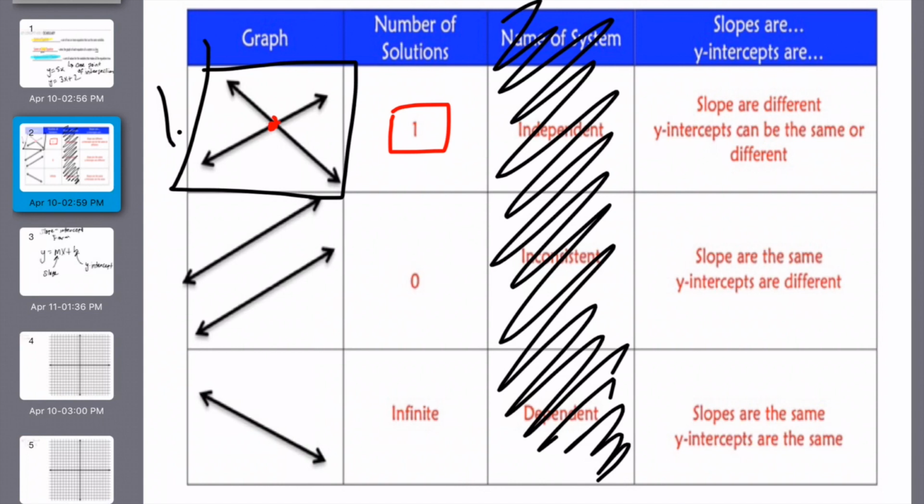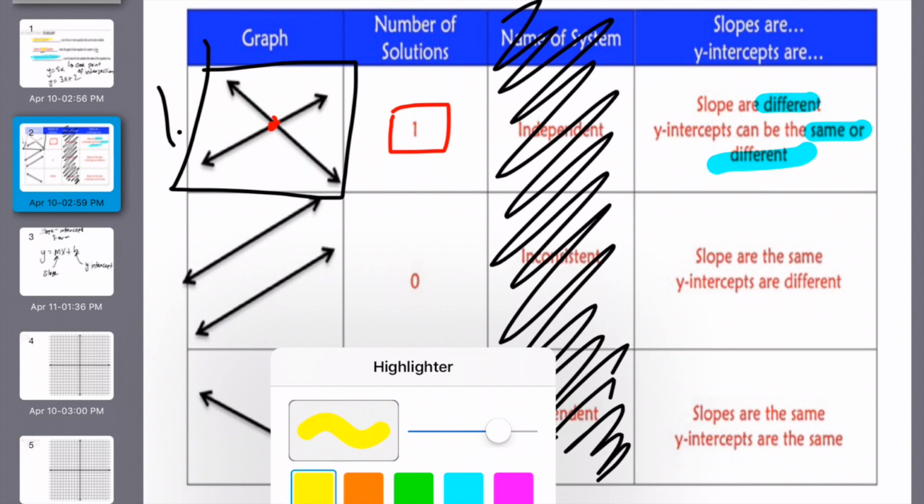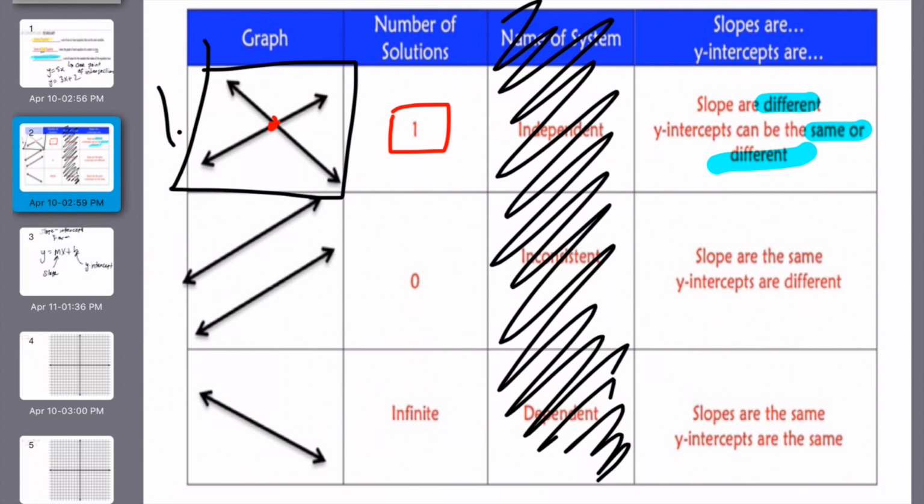So the slopes are different, and the y-intercepts can be the same or different, okay? Same or different. Now, let's go with purple, okay? The second kind of solution is no solutions, okay? We can see right in here, if I were to highlight in here, there's no intersecting of these lines. There's a whole bunch of empty space here, okay? Which is why there are no solutions.